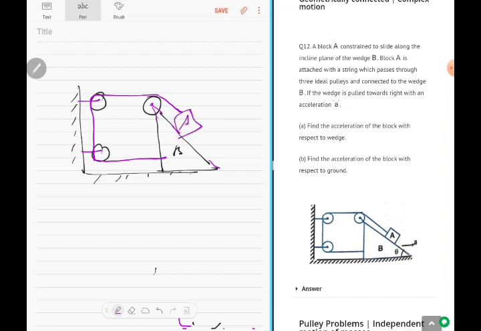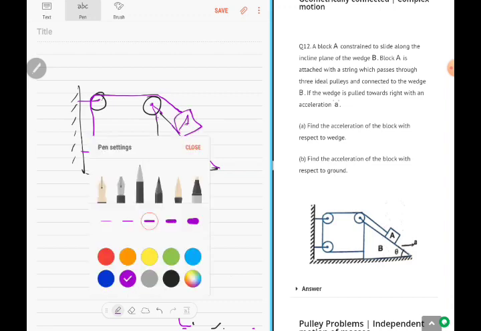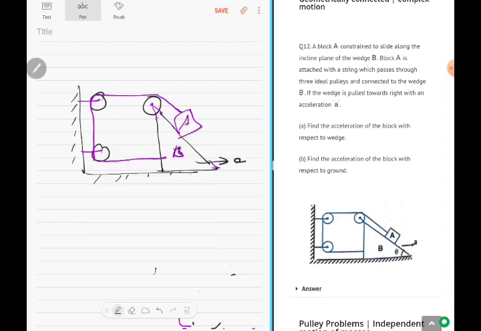From here the rope is attached to another block. The block is A and there is a wedge B, and it's been given that the wedge is already moving to the right side with an acceleration of a. So when it does that, obviously A will rise up. Let's call this X, and this is X, and this is Y, and this is Z. When A is moving right side, obviously X is going to increase. So X is increasing, Y is decreasing, and Z is a constant.